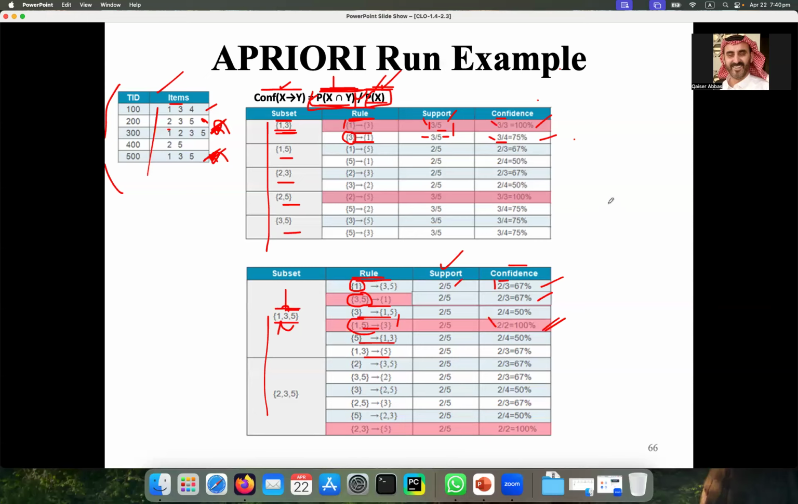And now the minimum threshold that you have set is 100%. So that's why you only have to take these transactions. The remaining is not needed because you have set the threshold at 100%.